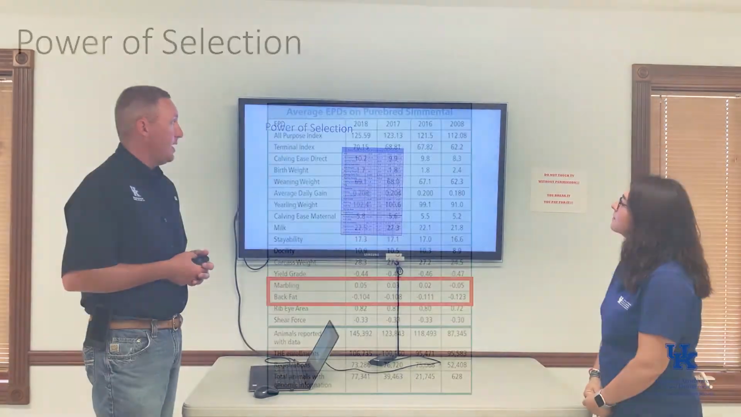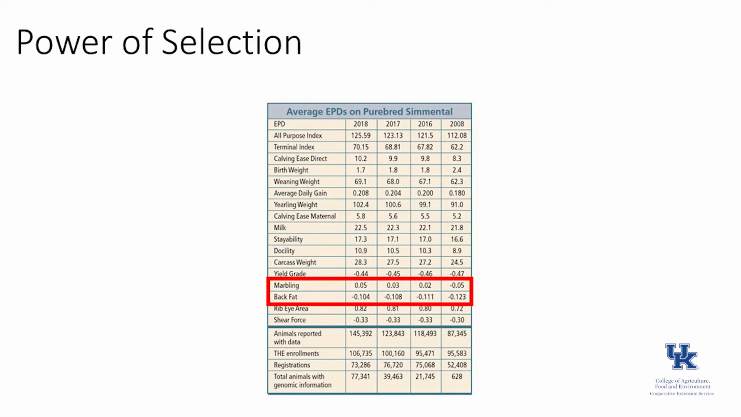So our next slide kind of shows some genetic trends, okay? And this is the purpose of selection, and this is the power of selection, and one of the reasons that we do it on the farm, okay? If we were to look at marbling and back fat, those are the two that we're actually worried about today.